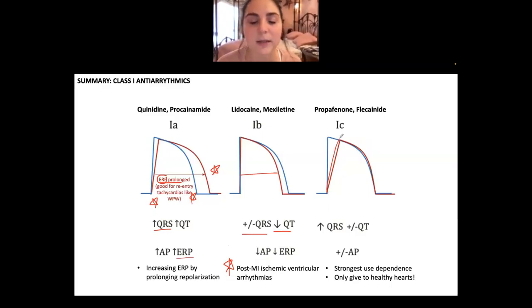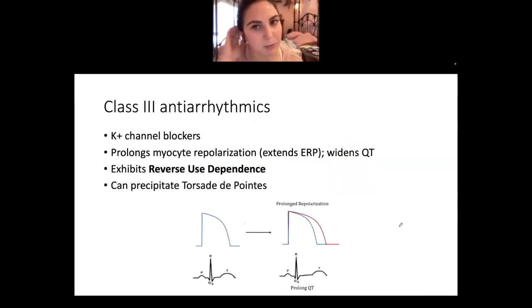And again, you really only give this post-MI for ischemic ventricular arrhythmias. And then your class 1Cs are super high use dependent, so they're going to really, really extend the QRS complex a lot. You only want to give this to a very healthy heart. And that's your propafenone and your flecainide. Okay. All right. Good.